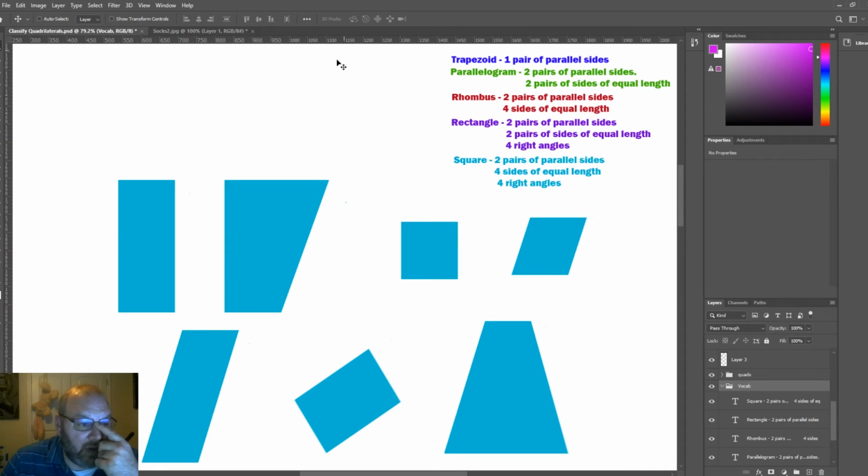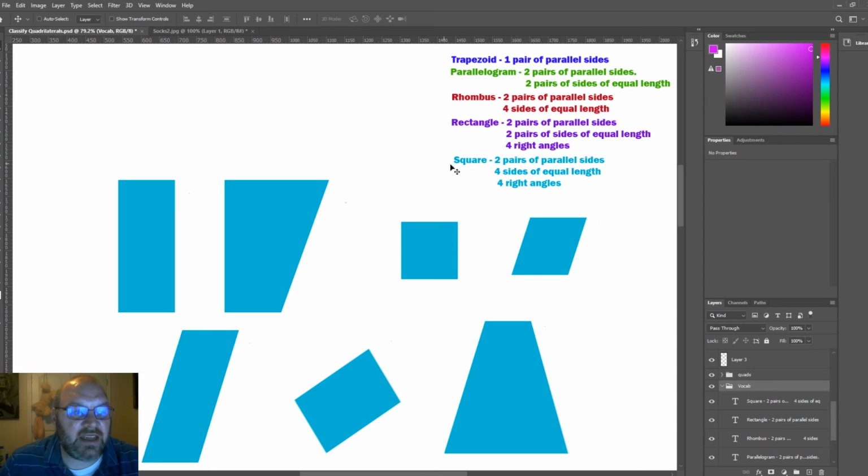So read right here with me. A square has two pairs of parallel sides. Let's read rhombus. Two pairs of parallel sides. That's the same. Four sides of equal length. A rhombus. Four sides of equal length. So is a square a rhombus? Yes. A square is a rhombus.